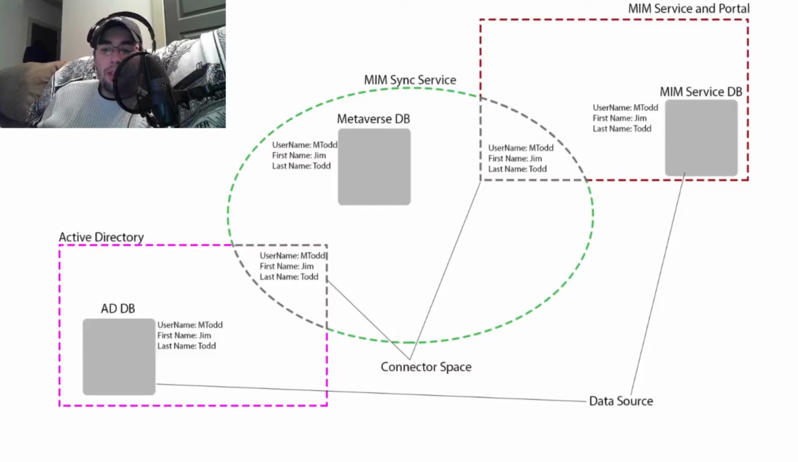Now, what happens when someone changes an attribute, say inside of the FIM service database? The process is very similar. We do a full import, and the data source is imported into the connector space. But when we do a full synchronization, the metaverse attribute values are different than what's in the connector space. That's where attribute flow precedence comes into play.